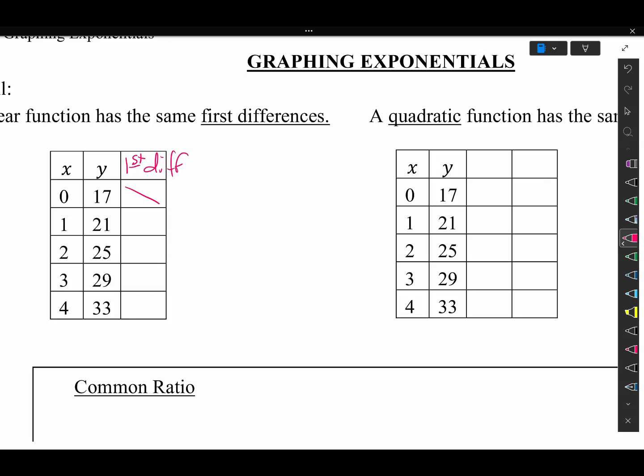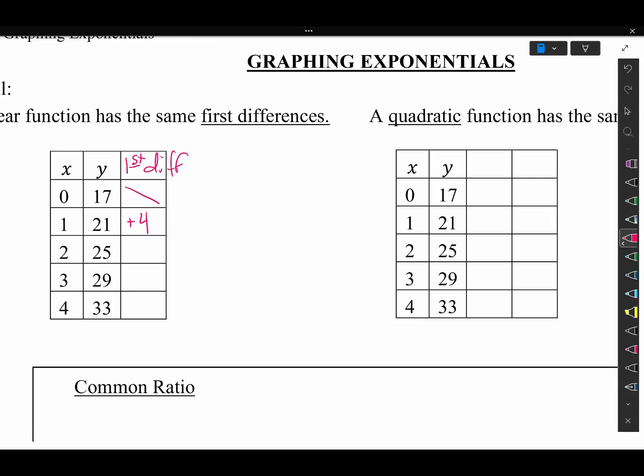Well, let's cross out this first one. There is no first difference for the first point. But then this second point, where did it come from? In order to get up to 21, what did it do? It started at 17, and here's our key, it went up 4. So we would say our first difference is plus 4.